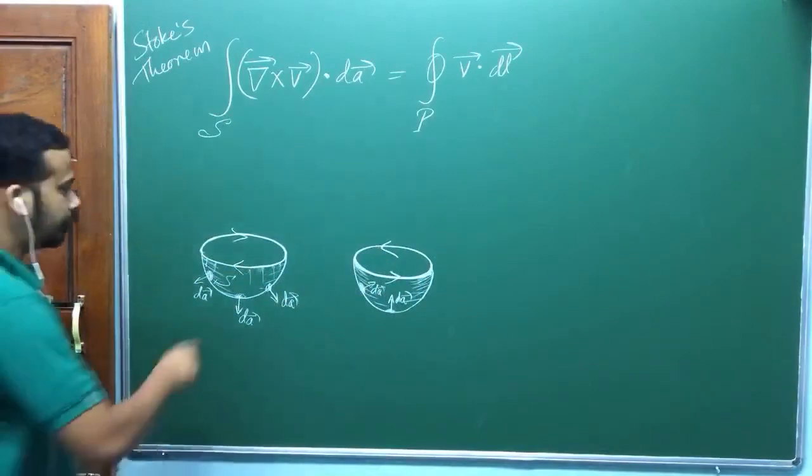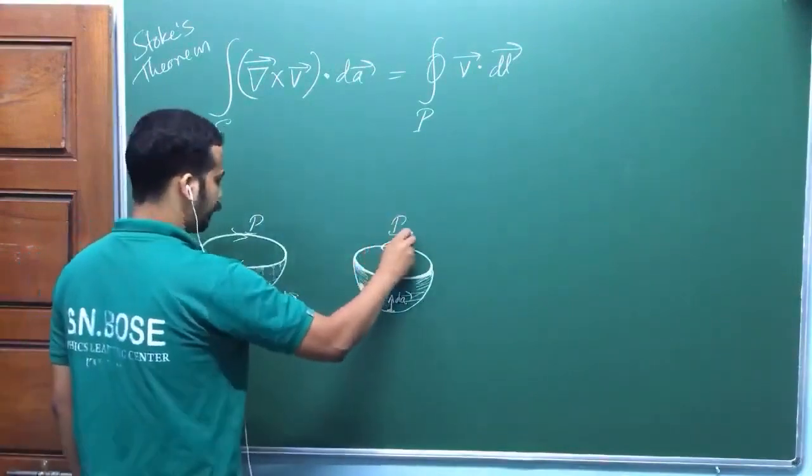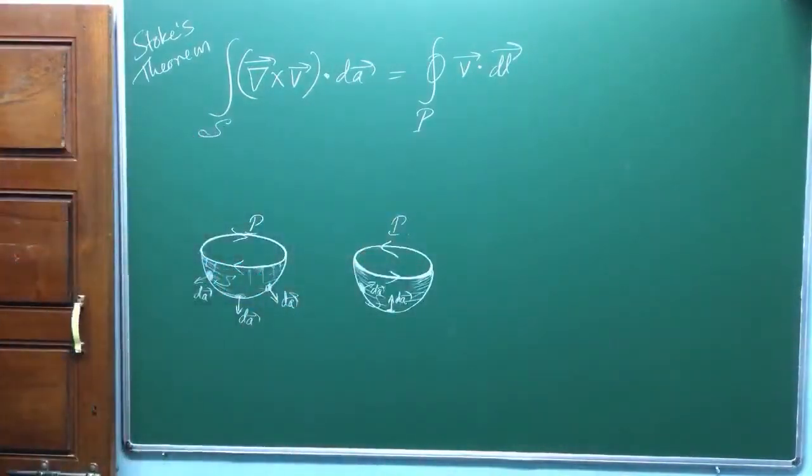Is that okay? So this is the path, this is the surface, this is the path, this is the surface. Is that okay? Check this out. Can you grab this idea?